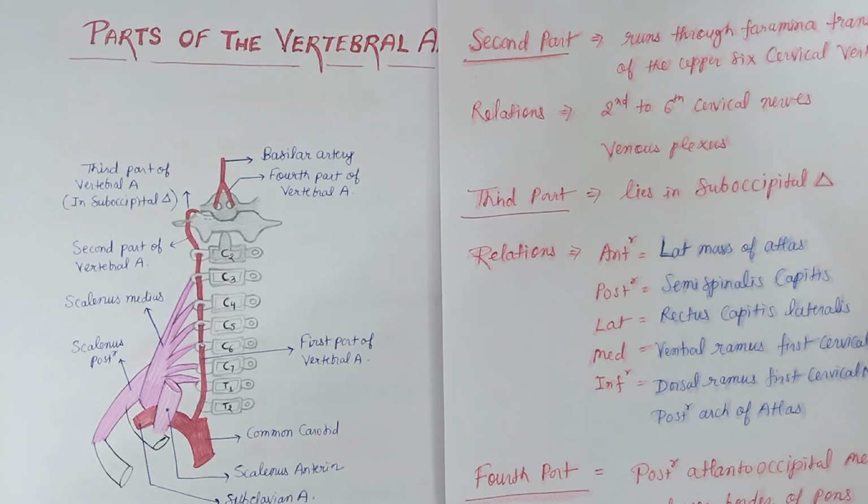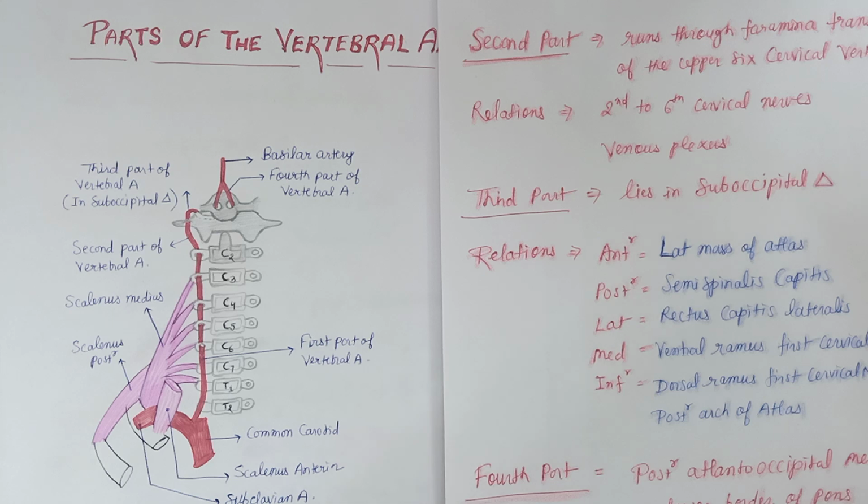Relations of third part: anteriorly lateral mass of atlas, posteriorly semispinalis capitis, laterally rectus capitis lateralis, medially ventral ramus of first cervical nerve, and inferiorly dorsal ramus of first cervical nerve and posterior arch of atlas.